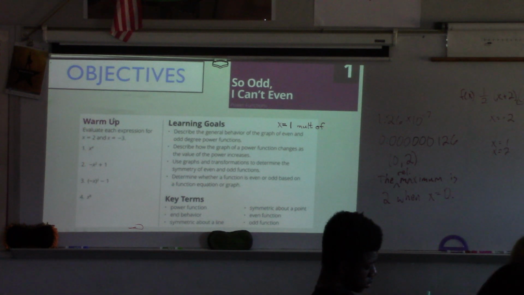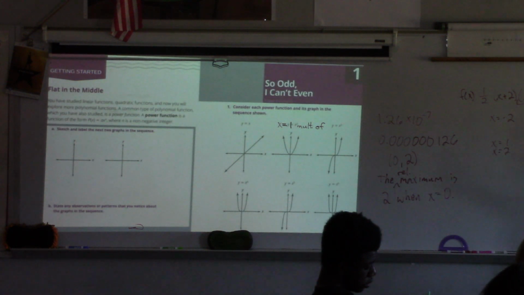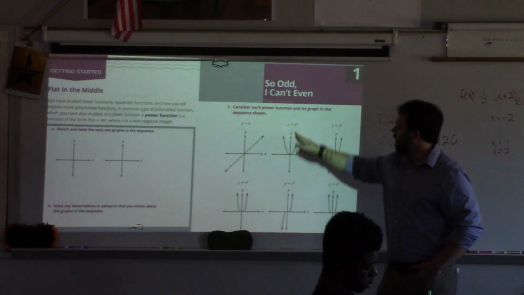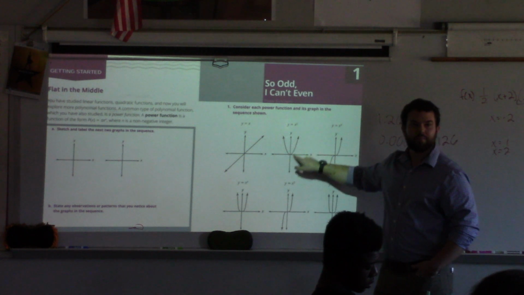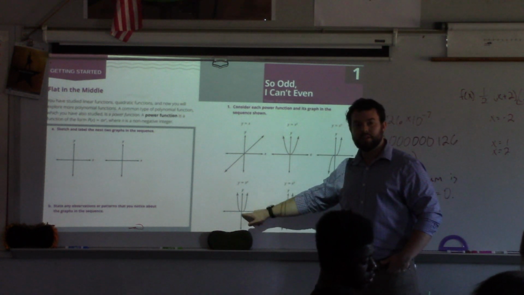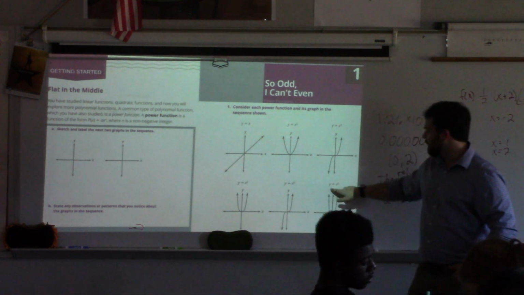So we started briefly looking at this, so odd I can't even, yesterday. Notice, and this is what I was talking about, DJ, right here. So y equals x squared, you see how it touches and then bounces away? Same thing here with y equals x to the 4th. Notice though it's a little bit flatter down here at the bottom. Similar thing with y equals x to the 6th.